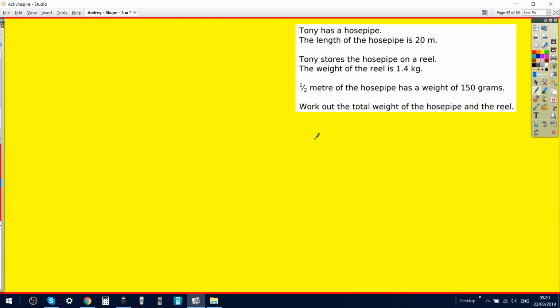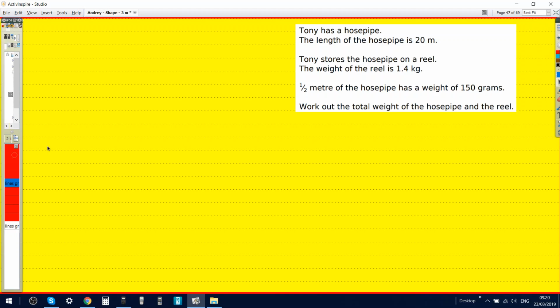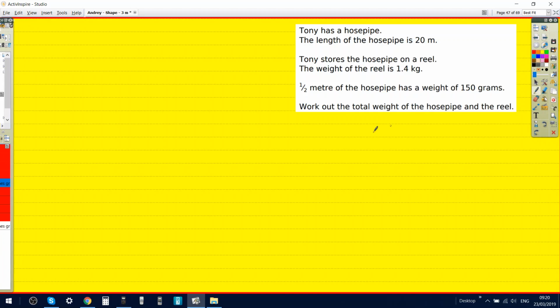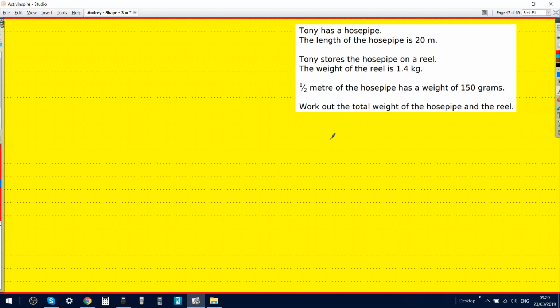Okay, so do I need to convert grams to kilograms? You could, yeah. And is that 150 divided by 1,000? Mm-hmm. And then is that like 0.15? Yeah.